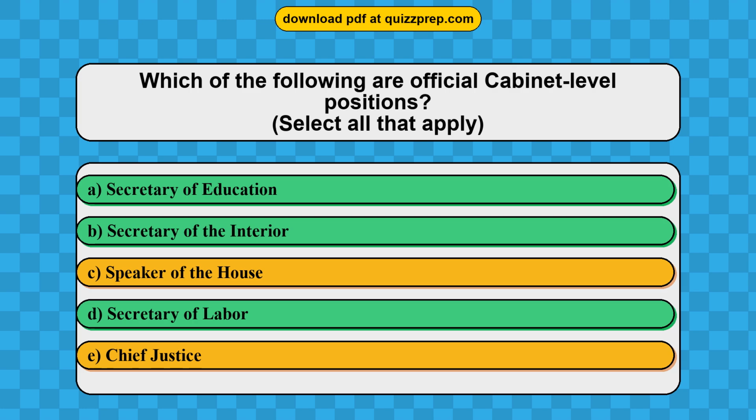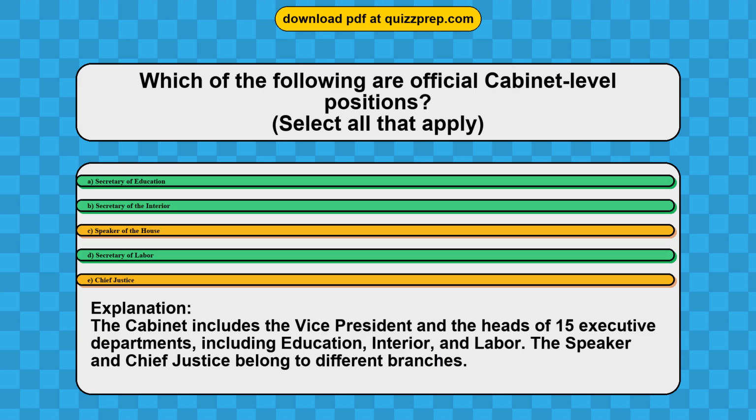Secretary of Education, Secretary of the Interior, Secretary of Labor. The cabinet includes the vice president and the heads of 15 executive departments, including Education, Interior, and Labor. The Speaker and Chief Justice belong to different branches.